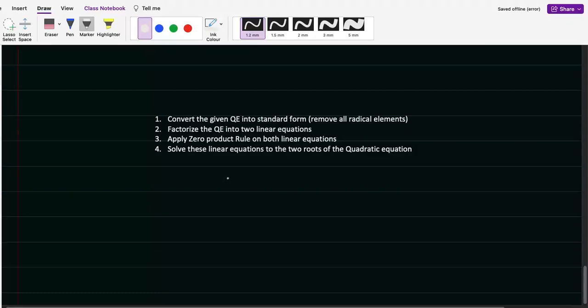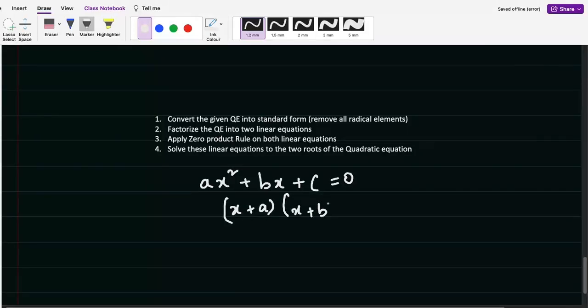Then factorize the quadratic equation into two linear equations. How will you do that? I'll show you. That is the most important step. Then apply the zero product rule. For example, if your ax square plus bx plus c equal to 0, after factorizing, gives you (x plus a) into (x plus b) equal to 0. These are the two linear equations.